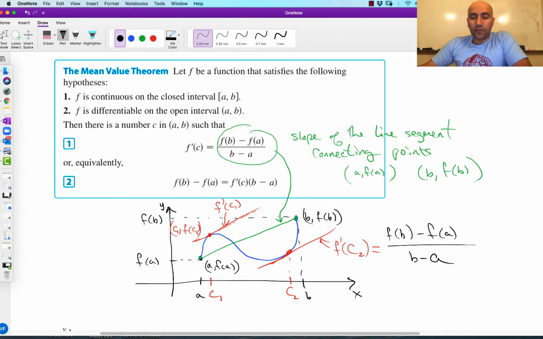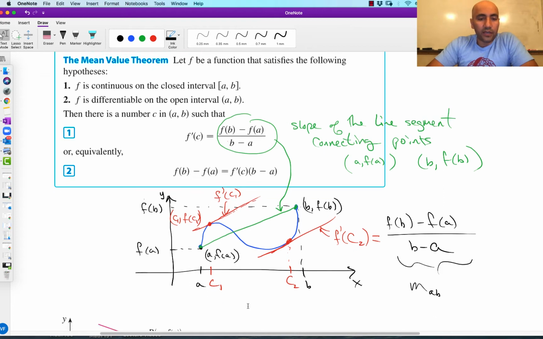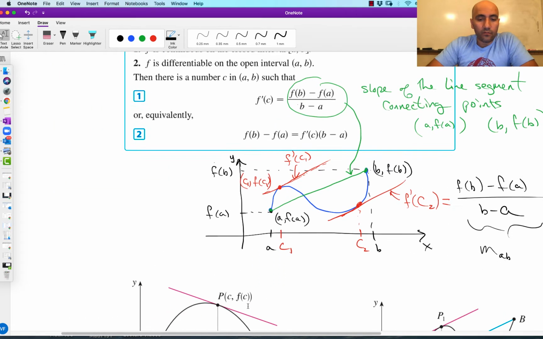We often refer to this as the slope m of the line that connects a and b, so ab notation. Okay, so let's look at some other nicer examples, nicer than mine. So here's a couple of other examples of what it could look like.